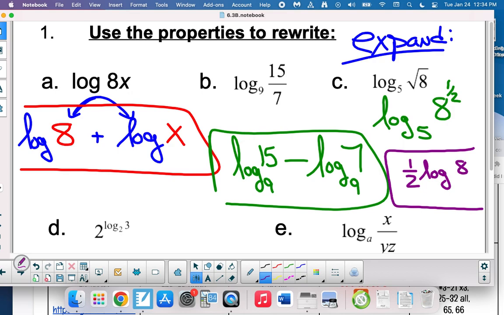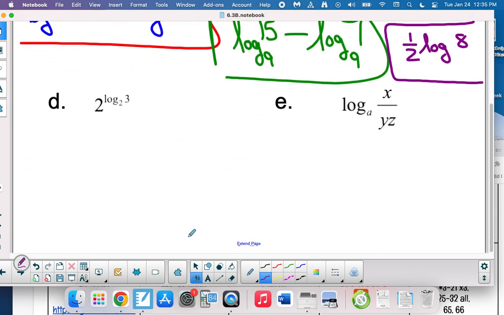Okay. And if you look at these three problems, they basically went over property 4, property 5, property 6 on the previous slide. Now we're going to D. And D, you can think about it really, really hard, or you can just trust your properties. That's 2 to the log base 2 of 3. These are inverse operations. They will cross out, and the answer is 3.